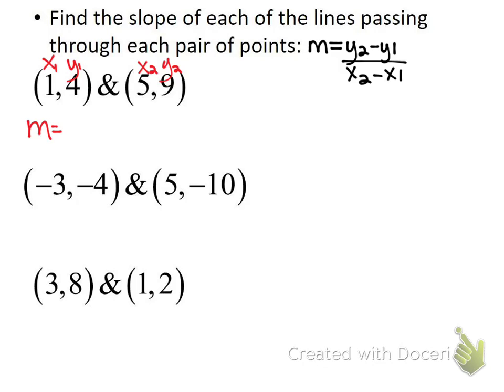And then what do I substitute for y2? 9. Then what do I write, Ben? Minus 4. Over? 5 minus 4. Okay, then go ahead and solve. 5 over 4. Can I reduce that? Nope. So it's going to be 5 over 4. So the slope of those 2 ordered pairs will be 5 over 4. So the rise will be 5, the run will be 4. What kind of slope does it have? Positive, negative, 0, or undefined? Yeah, positive, because they're all positive numbers. Okay?